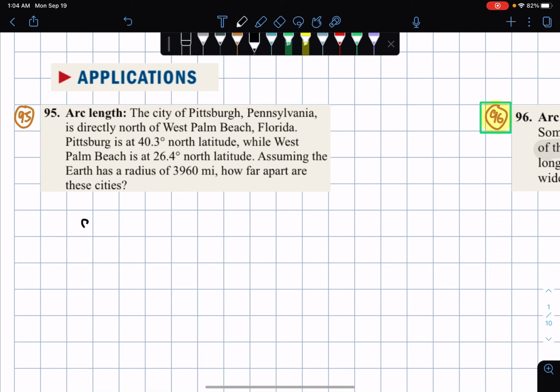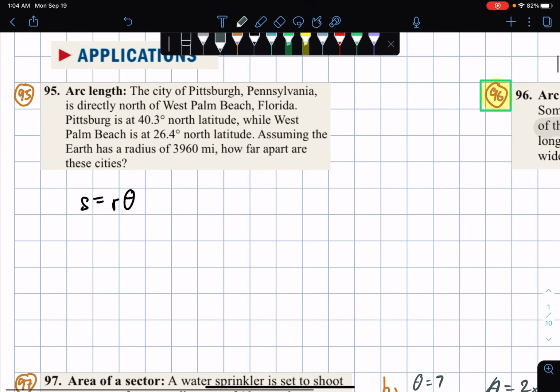Arc length, the formula is S is equal to R theta, such that theta is expressed in radians, always, by default. The city of Pittsburgh, Pennsylvania, is directly north of West Palm Beach, Florida. Pittsburgh is at 40.3 degrees latitude, while West Palm Beach is 26.4. I won't be reading further. Basically, we have a radius of 3,960 miles.